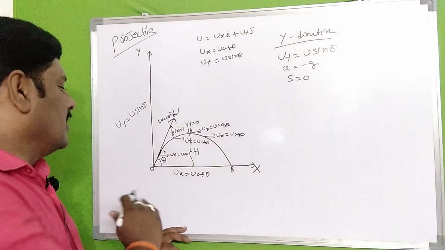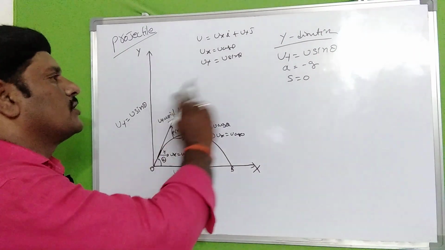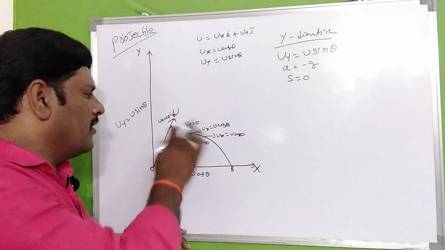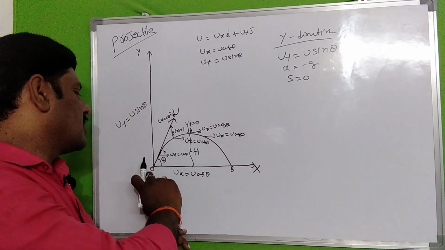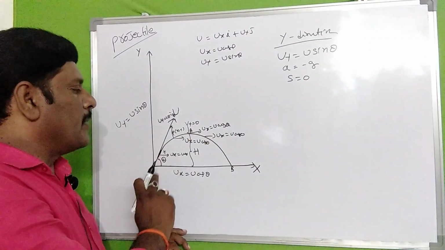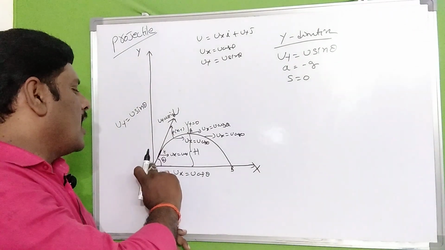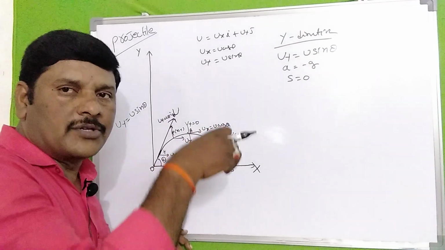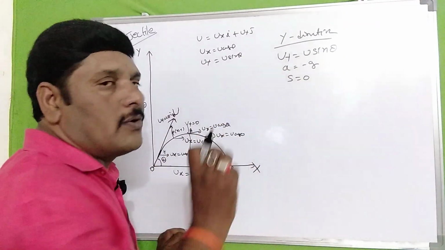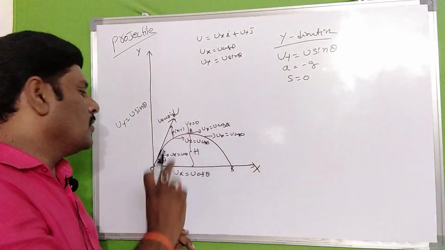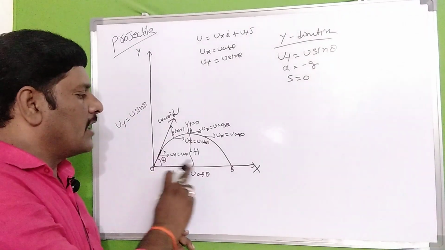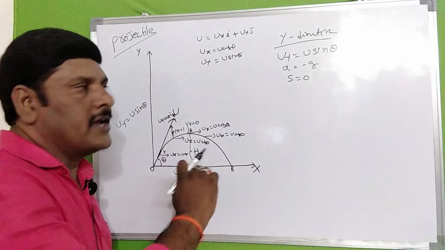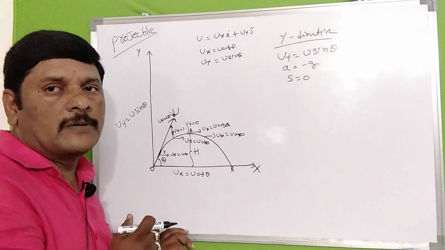Once more, in the vertical components, velocity Uy equal to u sin theta and a equal to minus g. From the point of projection to any arbitrary point, the acceleration always acts downward, so we can write a equal to minus g. Here S equal to 0, why? Because the initial and final positions are on the same plane, so the displacement equals 0.